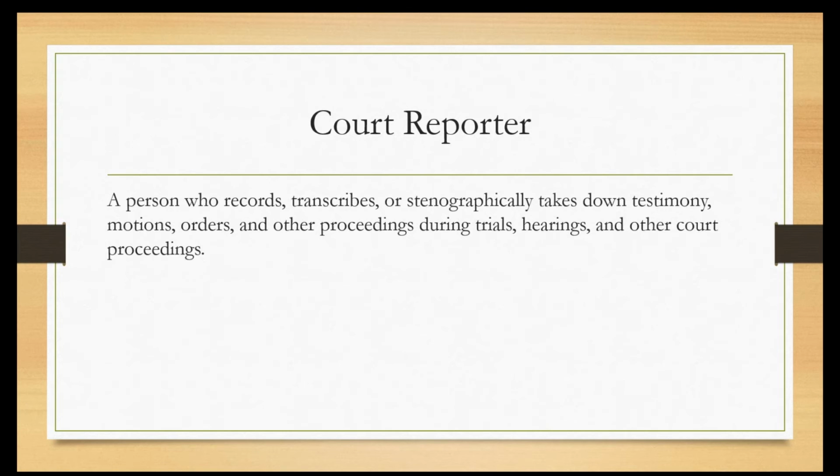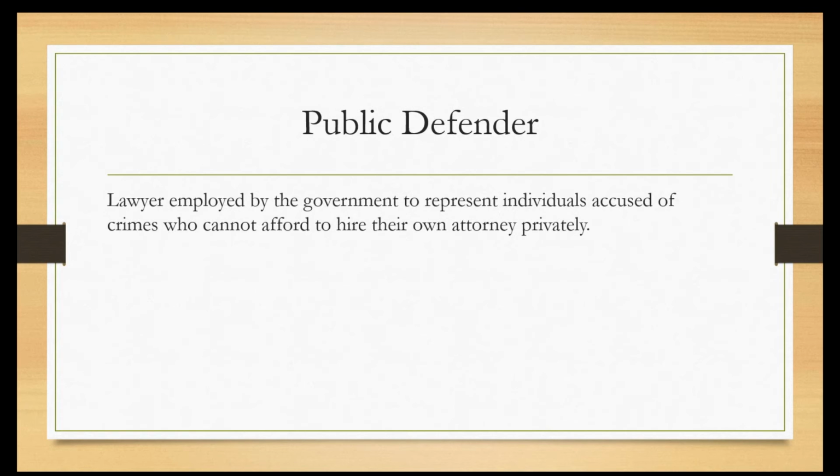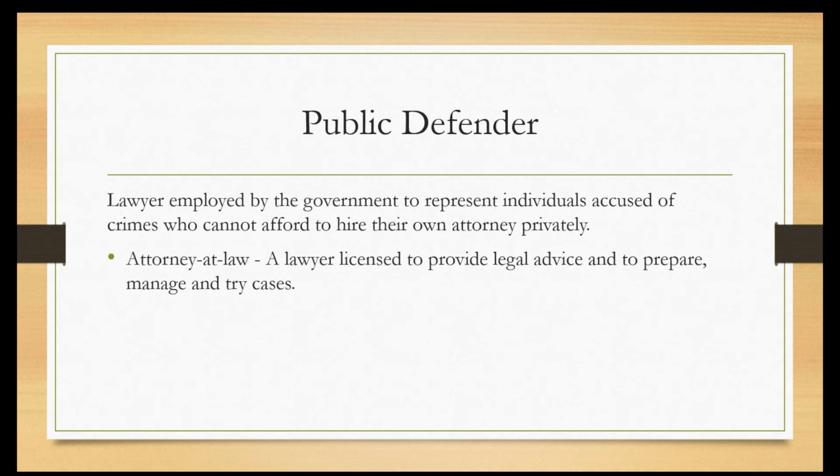Now, off to the side of the bench or somewhere else in the courtroom, if you're not able to afford a lawyer or an attorney, usually the judge would then appoint a public defender for you, which you can fire, by the way. A lawyer employed by the government to represent individuals accused of crimes who cannot afford to hire their own attorney privately. Now, usually people will hire an attorney at law, which is a lawyer licensed to provide legal advice and to prepare, manage, and try cases. So these are those people in the suits that will come in with all the paperwork and whatnot and help you by representing you in court with power of attorney.